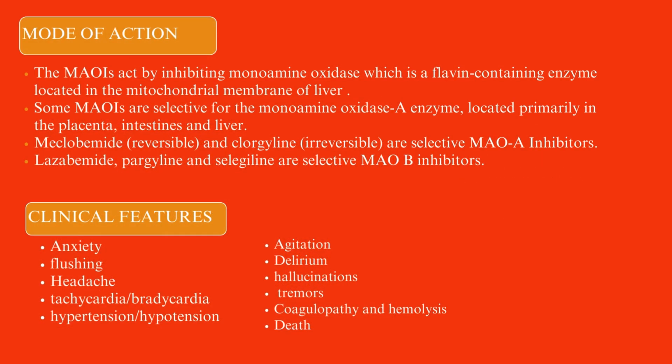Coming to mode of action, they primarily inhibit the monoamine oxidase enzyme and prevent it from breaking down the neurotransmitters. They are flavin-containing enzymes located in the mitochondrial membrane of the liver. Monoamine oxidase inhibitors can selectively inhibit either type A or type B enzyme. For example, moclobemide and clorgyline are selective monoamine oxidase A inhibitors, while lazabemide, pargyline, and selegiline can selectively inhibit monoamine oxidase B enzymes.